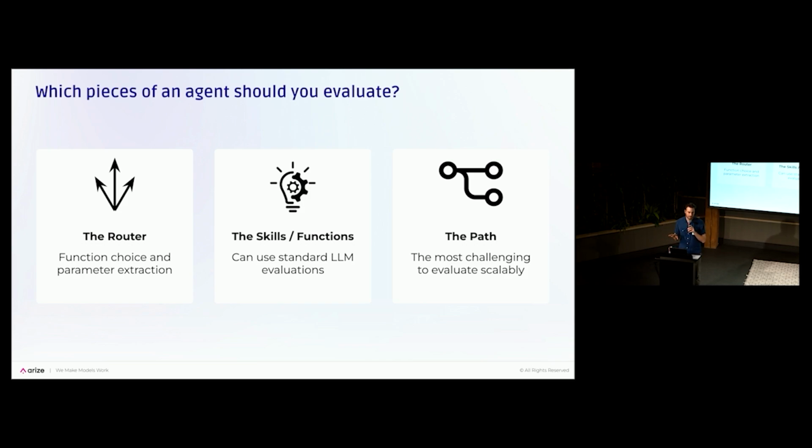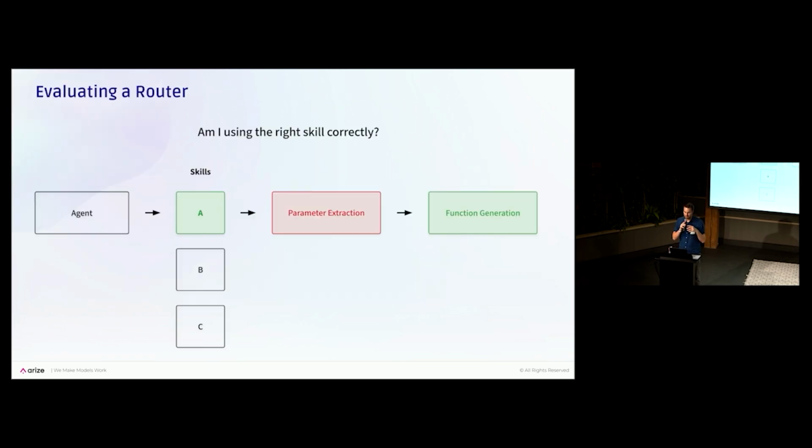The router and the path are the more unique ones to the agent side of things. So with the router, what I mean is, if you're using a router, which again, not every agent does, you want to evaluate whether or not that is making the right choice of which branch to go down within your whole agent. If I look at the router, there are 3 jobs that a router would have if you're using a function calling router here. You'd have a job of choosing the right skill. So choosing the right path to go down based on the input from the user. So does it pick the right path?